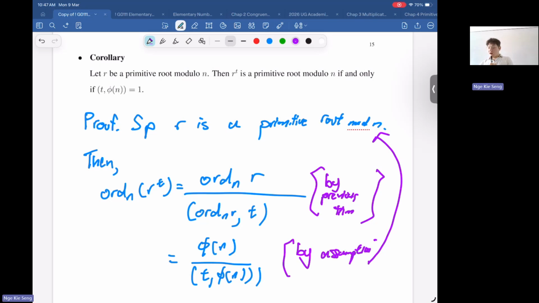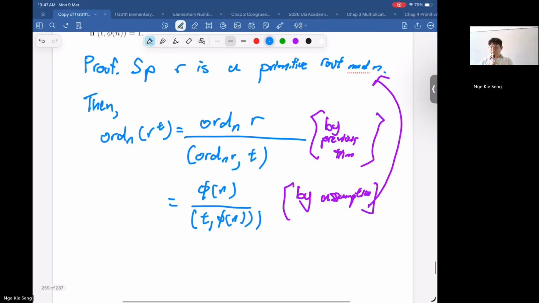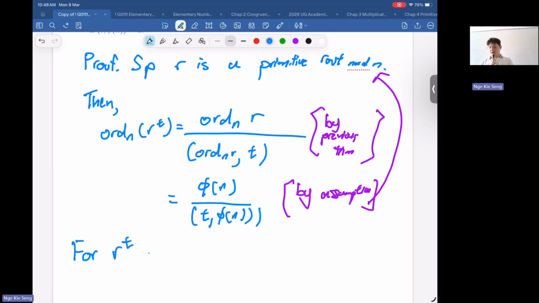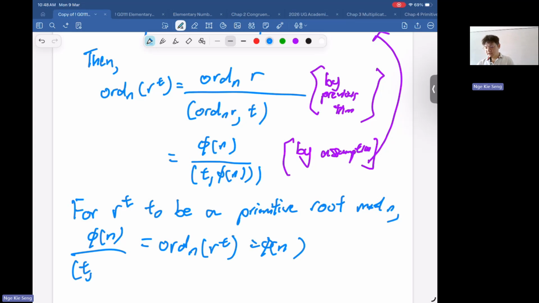But then you want the order of r^t to be phi(n) again. So for r^t to be a primitive root, you want the order of r^t to be phi(n). But on the other side, you know that this is phi(n) over gcd(t, phi(n)). So how are these two numbers the same? How is phi(n) over something equal to phi(n)?